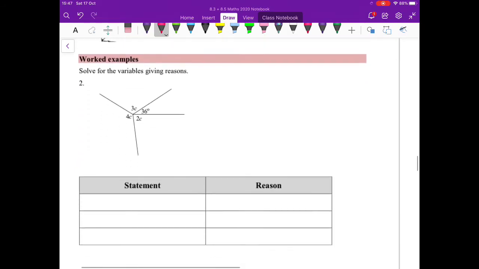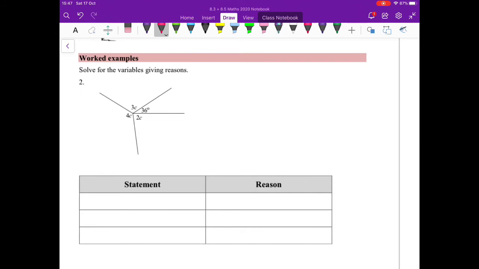So this is number 2. Again, we have to describe our diagram, and remember the statement is always a plus statement. And you write it down exactly as it's seen on the diagram. So I'm going to start 3C plus 36 degrees plus 2C plus 4C equals 360 degrees. Reason, angles round a point. That is the official abbreviation.